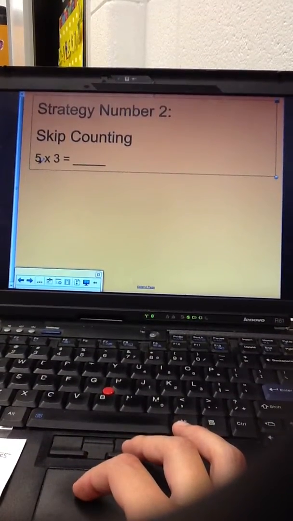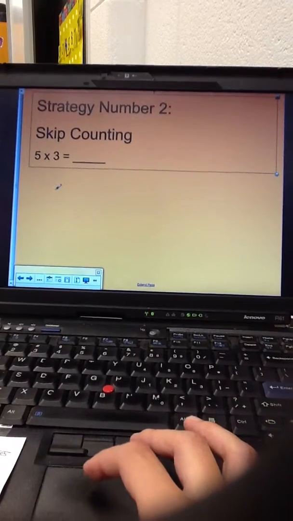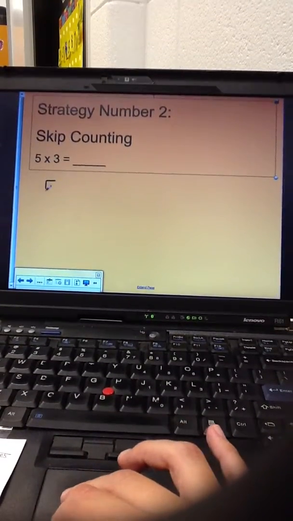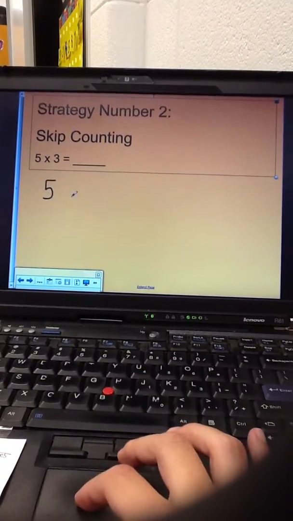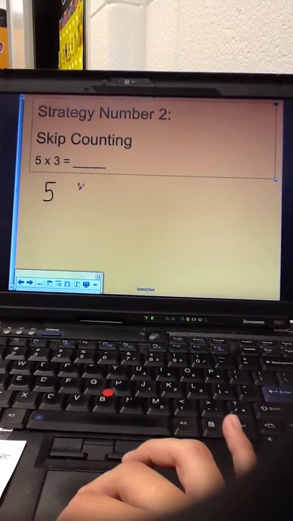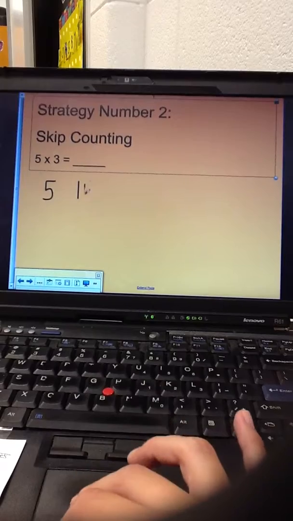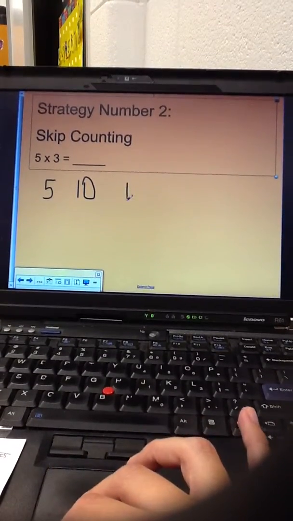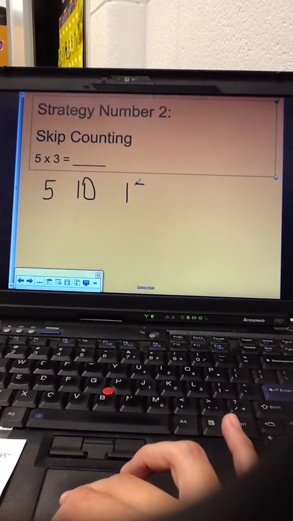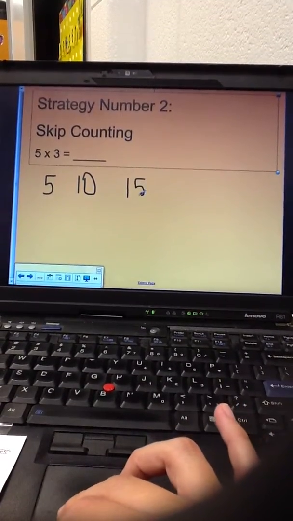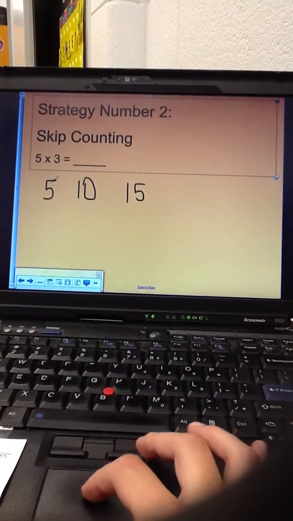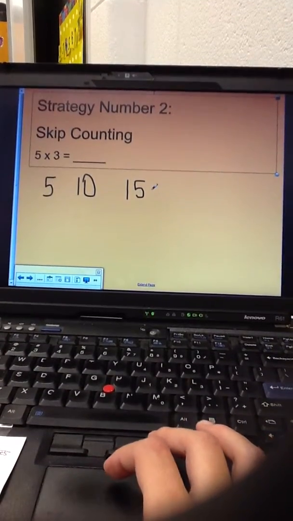So let's say we have the problem 5 times 3. That means I need to count by 5s 3 times. So I would say 5. And then if I were skip counting, the next thing I would say is 10. And then if I were skip counting, the next number I would say is 15. And again, we learned that was our answer in the last slide. So notice I skip counted by 5s 3 times.